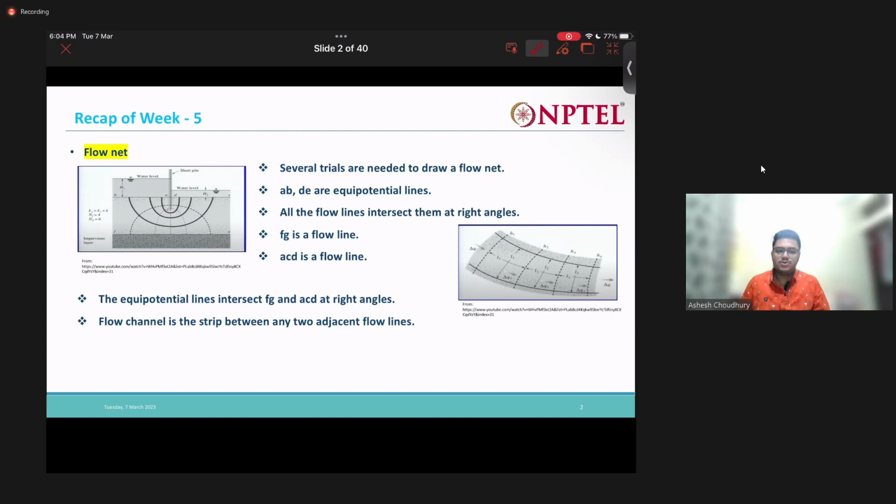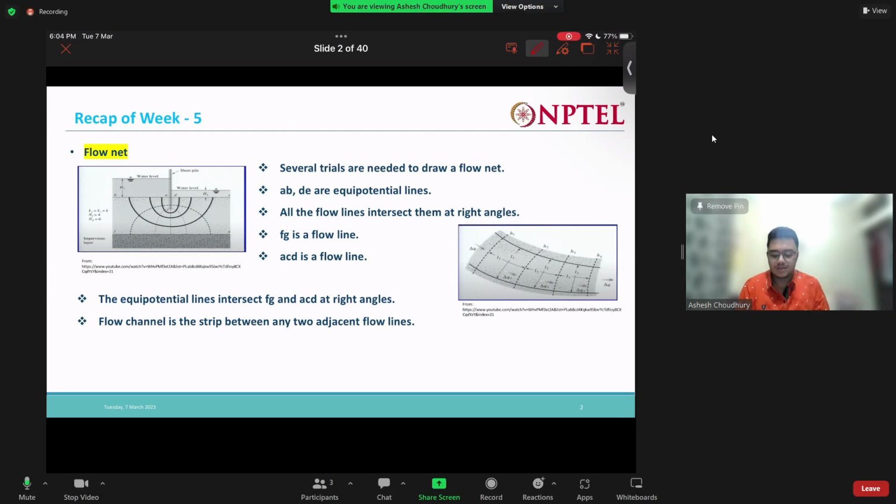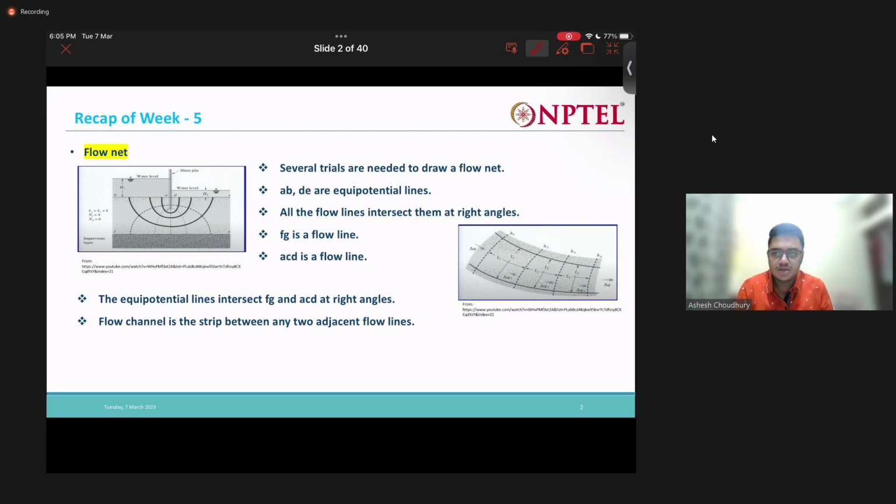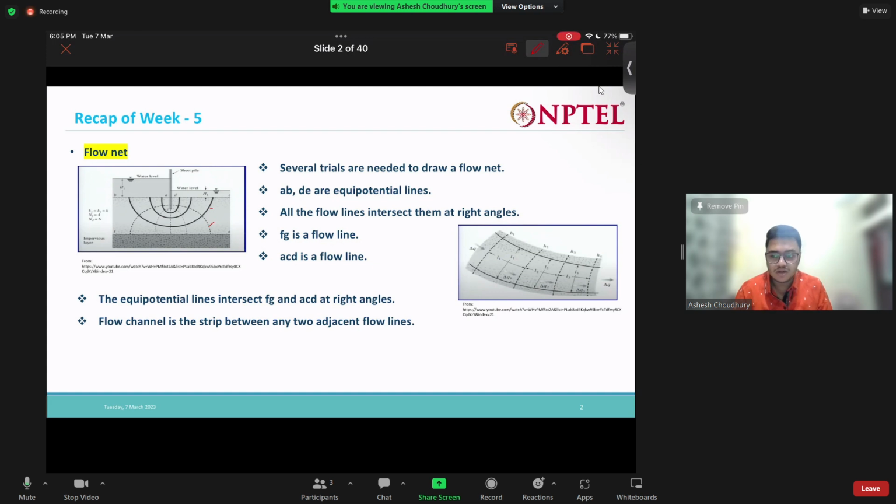Okay, so as we know, the flow nets are nothing but the solution of the Laplace equation. The solution of the 2D Laplace equation actually gives us the flow net. The flow net is composed of the equipotential lines and the flow lines. So these are our flow lines and these are our equipotential lines. Both of them form our flow net.